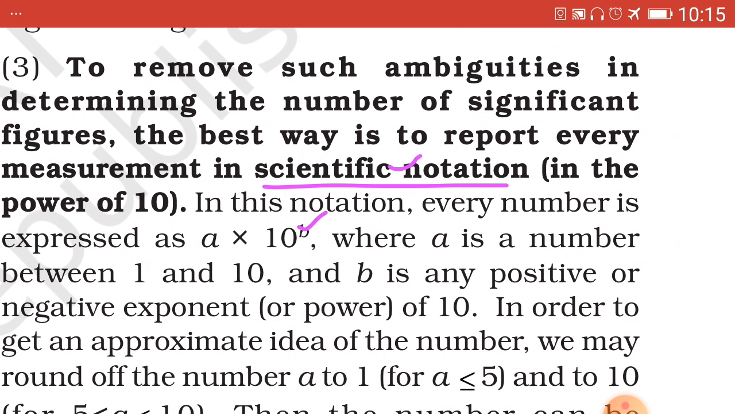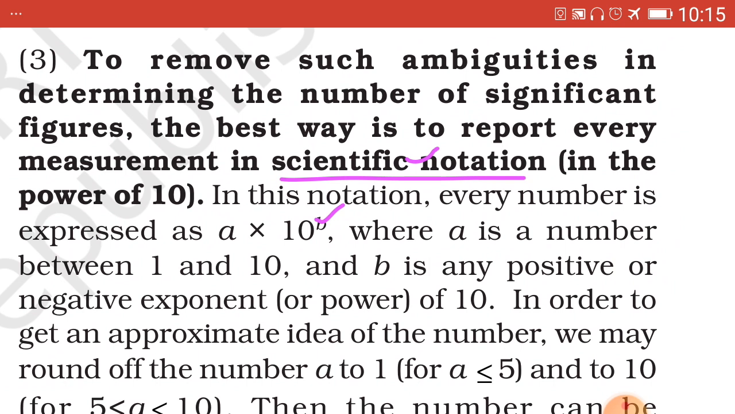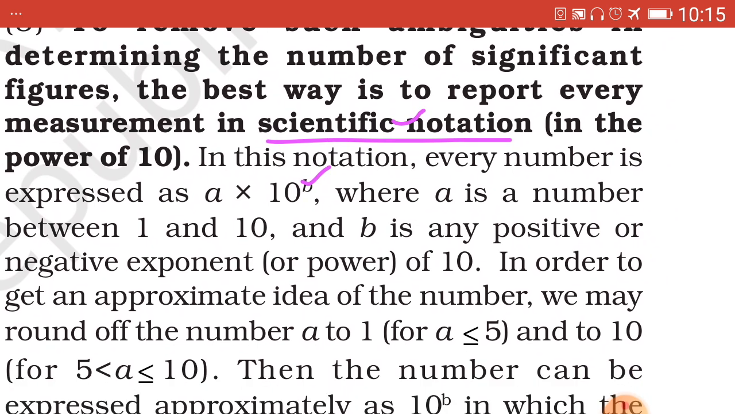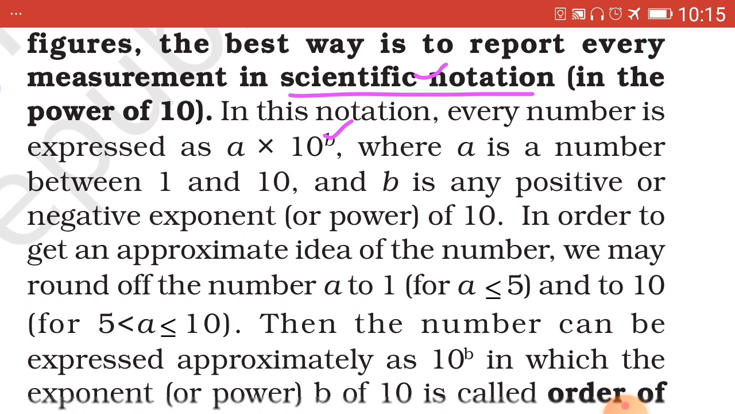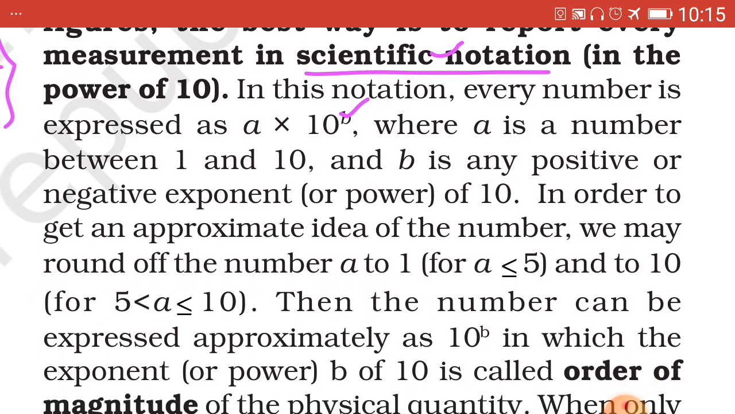now we represent this in scientific notation, because the best way is to report every measurement in scientific notation. Scientific notation means in the power of 10. In this notation every number is expressed as a into 10 raised to b. Now what is a here? a is a number between 1 and 10, while b is any positive or negative exponent, that is power.